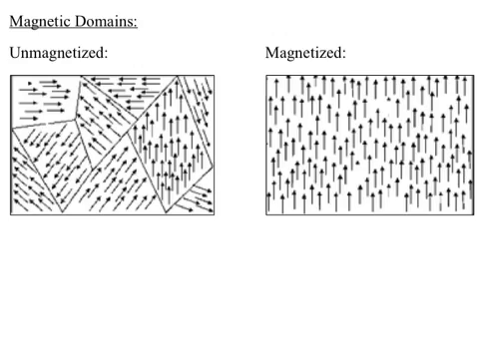So each of these domains has a north and south. So this is pointing in the north direction, pointing in the north direction. So all of these are pointing in the north direction. But they're not aligned. They're completely random. So as an overall object, there is no net north and south pole. Because they're all counteracting each other.